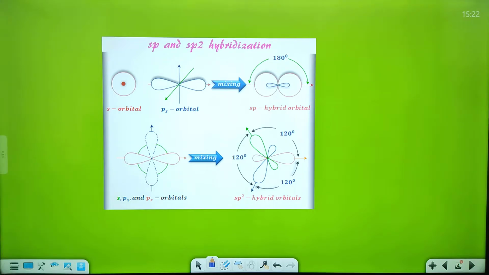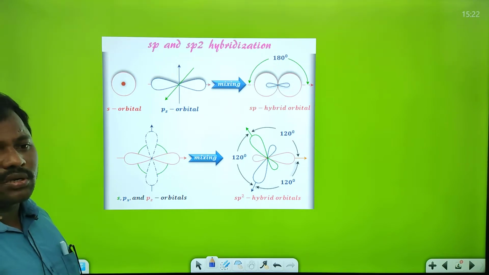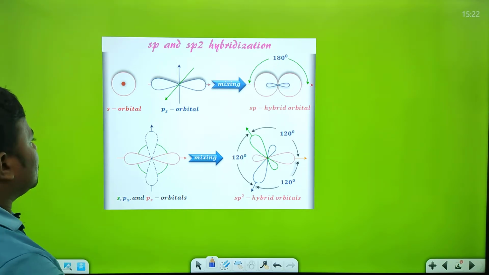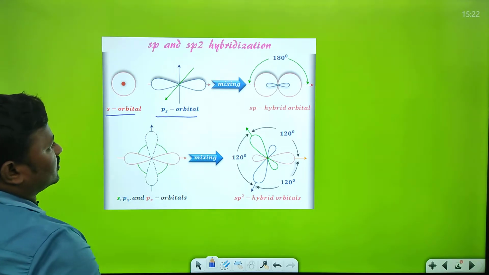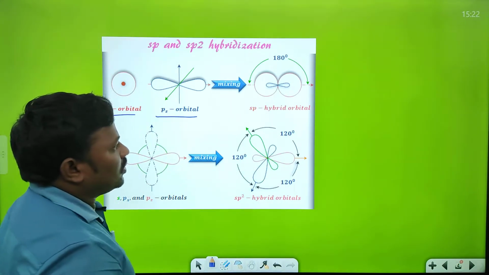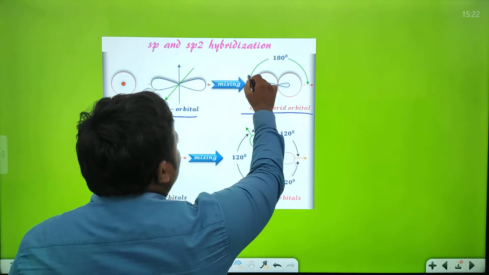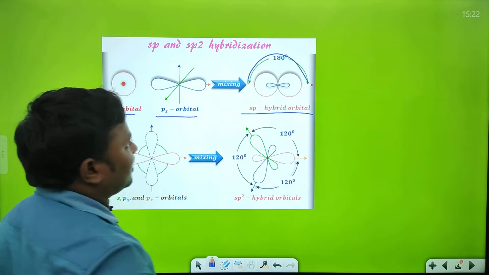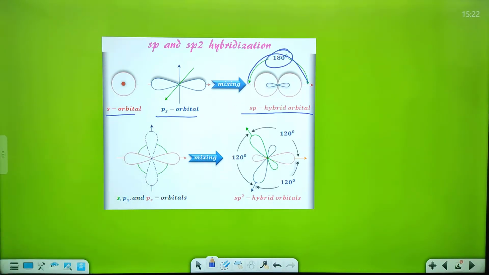Next one, see this. The intermixing of s orbital and p orbital, here the s orbital and the pz orbital, they are mixing to form the new hybrid orbitals. Thus the sp hybridization is a linear structure, and the angle is 180 degrees. Is it right? sp hybridization.